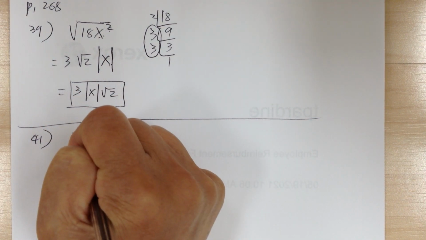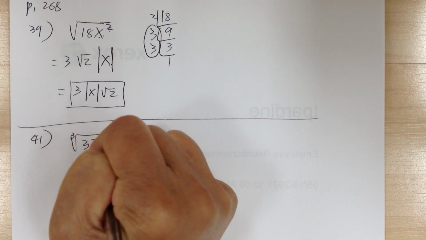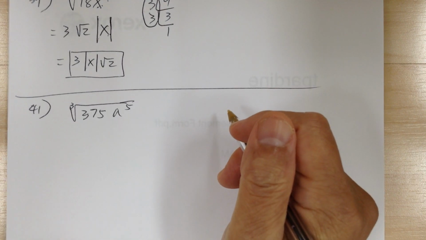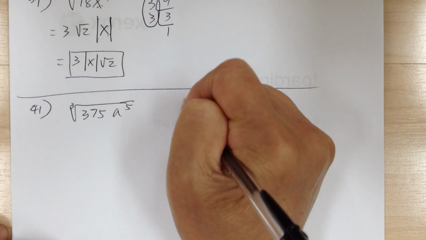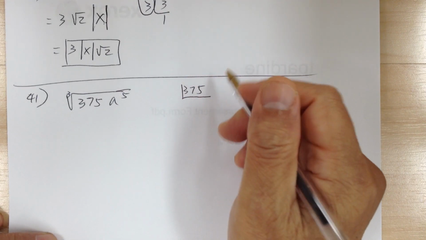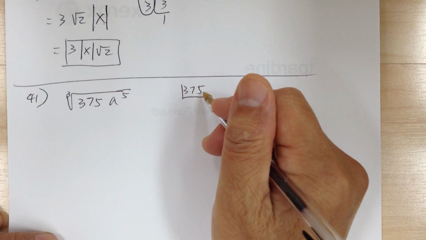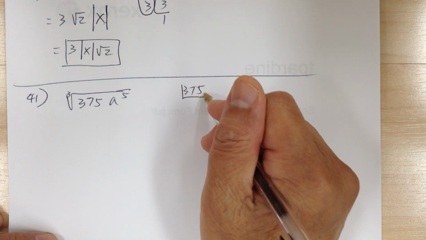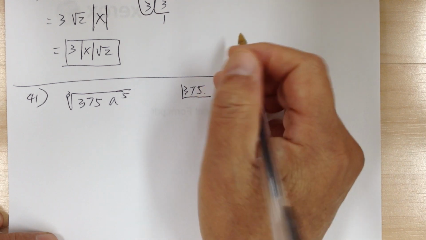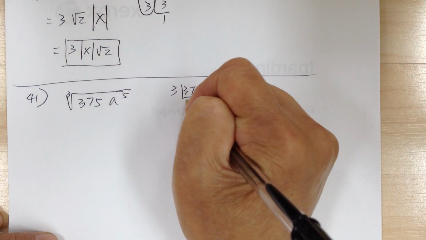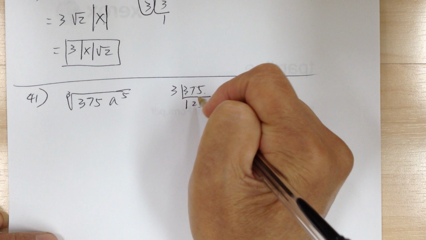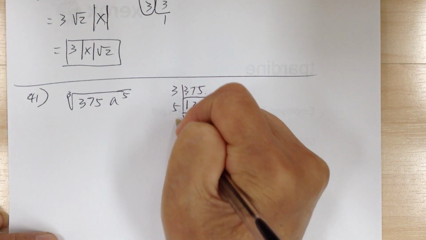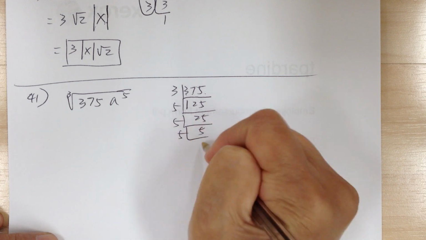Okay, you have the cube root of 375 a to the 5. So 375, again, let's go off to the side. You cannot divide by 2. How about 3? If you add the digits together, 3 plus 7 is 10 plus 5 is 15. So sum of digits is 15, so divisible by 3. So divide by 3, you get 125. And now you go for the 5. So you get 25. Divide by 5, you get 5. Divide by 5, you get 1.